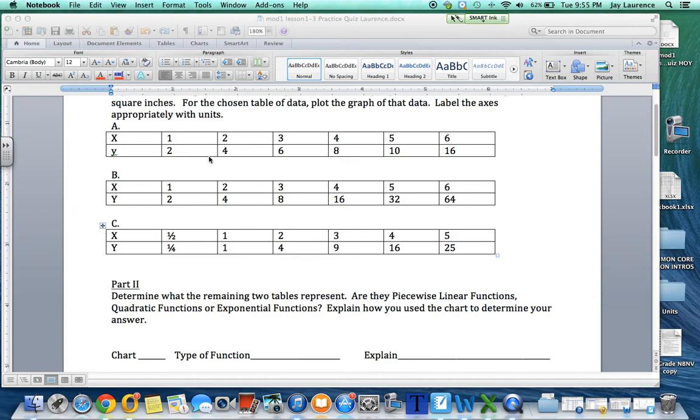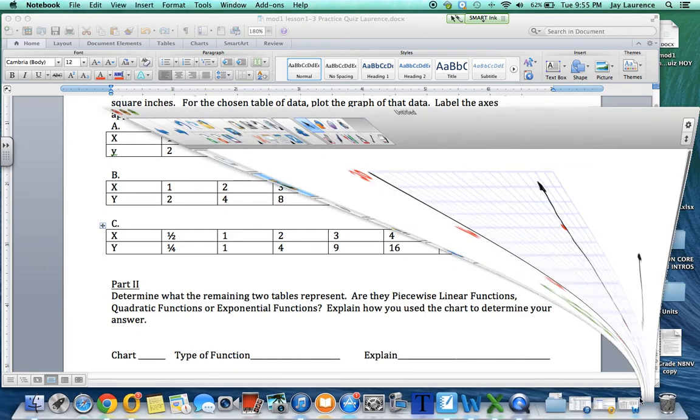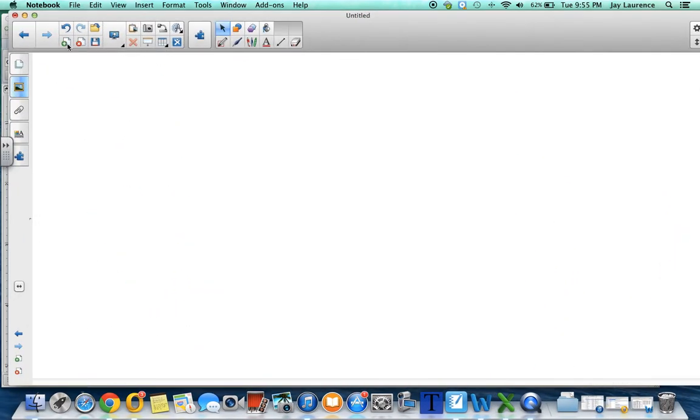Okay, well, let's check out this first one. It's plus 2, plus 2, plus 2, plus 2. This is going to be a linear pattern. Every time x moves up 1, y goes up 2. Here, let's do that on a graph for a second. Let me get a new graph.